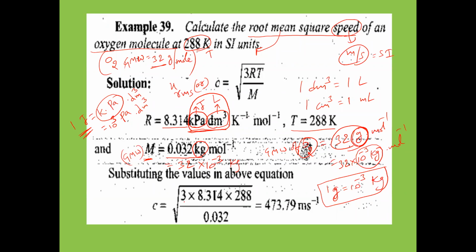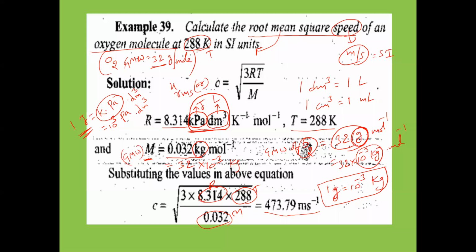Substitute the values in the above equation. C is equal to under root 3 RT by M. R value in joules we have taken, T is temperature, and M is molecular mass. Gram molecular mass in kilograms we have taken. If you take 32 here, the answer will be wrong. Remember, 32 grams we should not take. The 32 grams should be converted to kilograms. Then only we'll get the answer correctly.